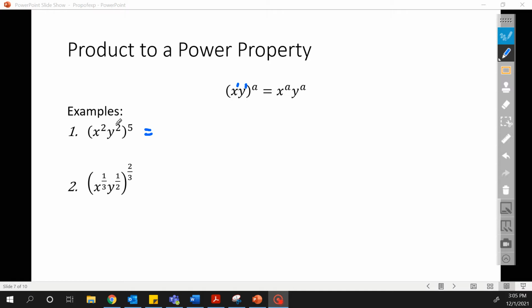So if you look at number 1, x squared and y squared, this is a base of x, a base of y. They each have an exponent of 2. Both of those exponents of 2 get multiplied by 5. So that's x to the 10, y to the 10.